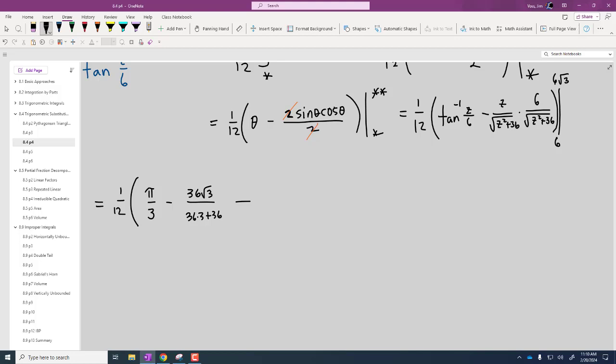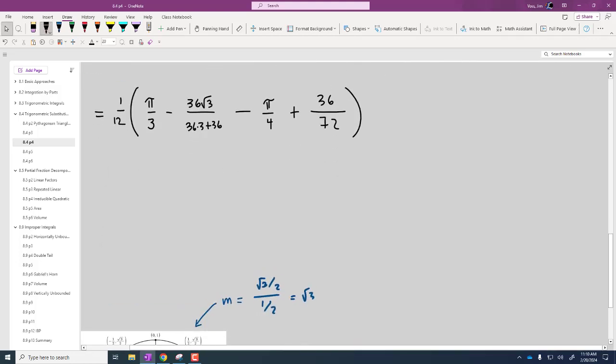Inverse tangent of 1, angle on the right with a slope of 1, is pi over 4. So pi over 4. And now we're subtracting a negative, so we get plus. 6 goes in here, we get 36 in the numerator. In the denominator, the square root goes away, and we have 36 plus 36, which is 72. Which is a half. So we are almost there.